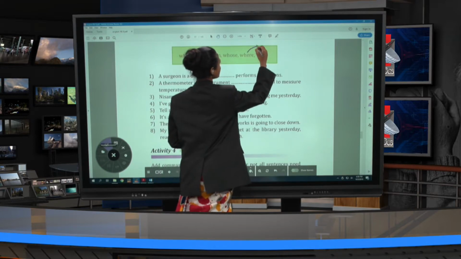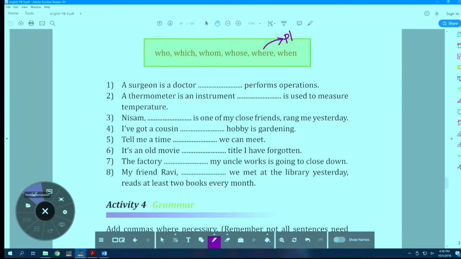where defines a place and when defines the time. Right, we will go one by one. There are 8 sentences. You go through only 4 sentences and write answers. I will give you only 1 minute.